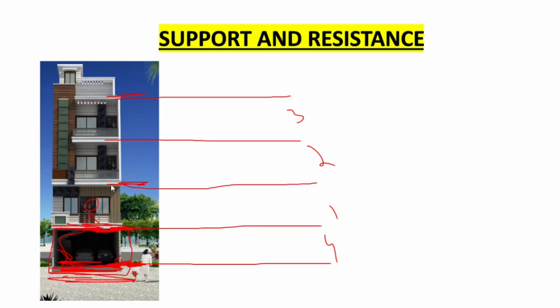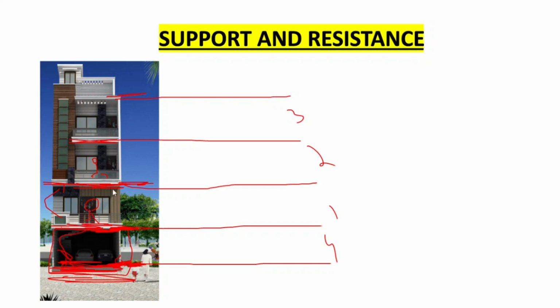Now what is the resistance for me? This is the resistance. If I wanted to move to the second floor, then I have to take the stairs and cross this top of the first floor and stand here. So this becomes the resistance for me when I am standing on the first floor. Just imagine if I take the stairs and go to the second floor, then this becomes the support, because I am standing on the top of the first floor. Then this becomes the support and this becomes the resistance for me. Resistance means resisting from moving to the next floor. This is resisting me from moving to the next floor.